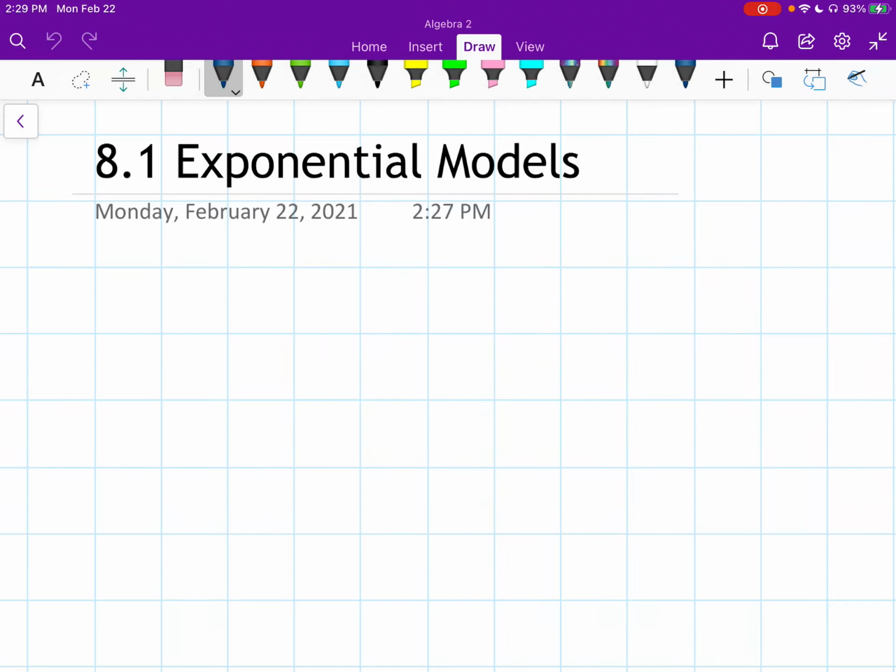All right, 8.1 exponential models. So in this one, we're going to be graphing some exponentials, and we're going to be solving a few applied problems. So starting off, what is an exponential function?